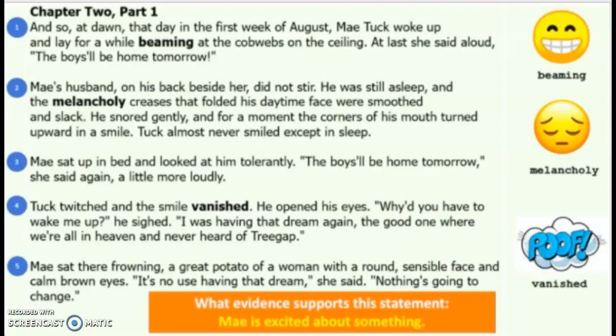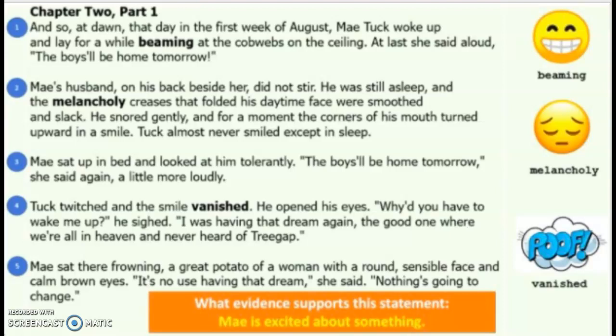So before we read, we're going to review some challenge words that you'll see on the right side of your slide. Our first word is beaming. If somebody is beaming, they are smiling widely. If somebody is melancholy, they're kind of sad, maybe depressed, not in a good mood. And the word vanished means like poof, it just went away. Okay, so let's start reading. And remember, you're looking for evidence that supports this statement. May is excited about something.